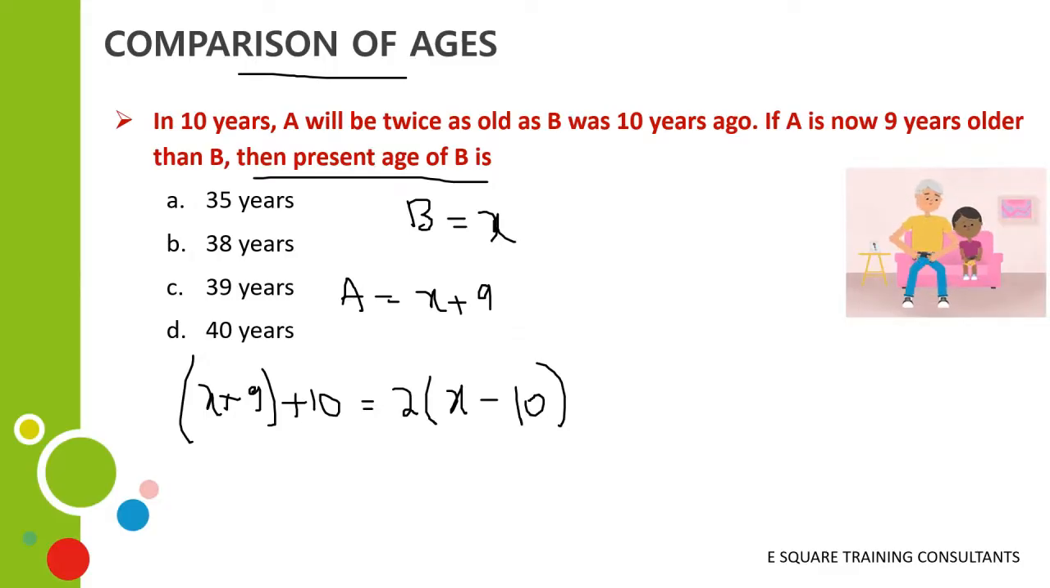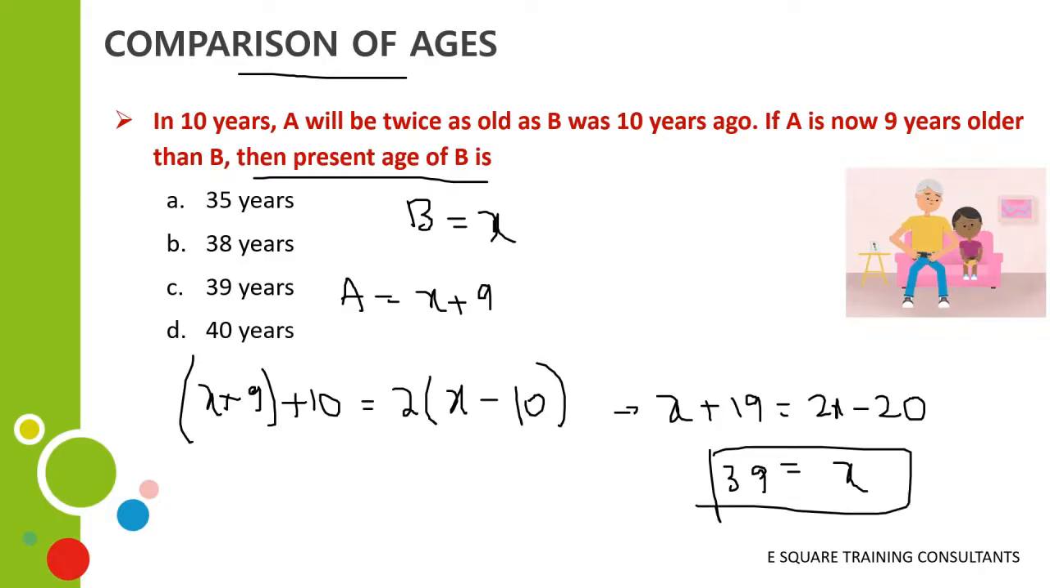So simple, on solving this equation you get x plus 19 will be equal to 2x minus 20. I'll take x to the other side. 2x minus x is x. 20 to this side, and 20 plus 19 is going to be 39. So the present age of B will be 39 years, and that is option C.